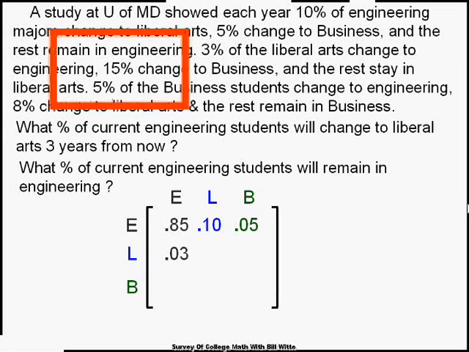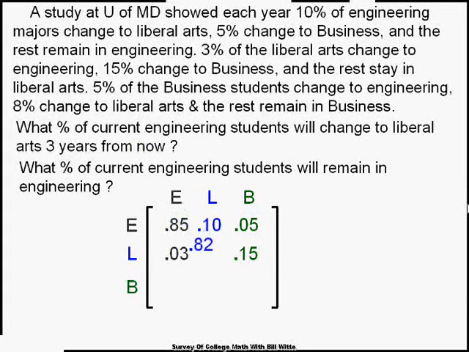Okay, do a little bit at a time so you don't get overwhelmed here. Any more liberal arts information? The 15% of liberal arts changed to business. So from liberal arts to business, I'm at 15%. And the liberal arts to liberal arts, or the ones that remain there, are going to be 100 minus the other 2, isn't it? 100 minus 18%, excellent, is 82%. There we go.